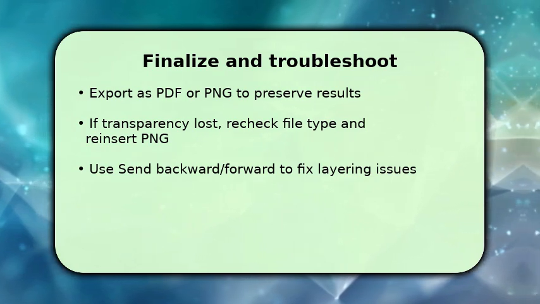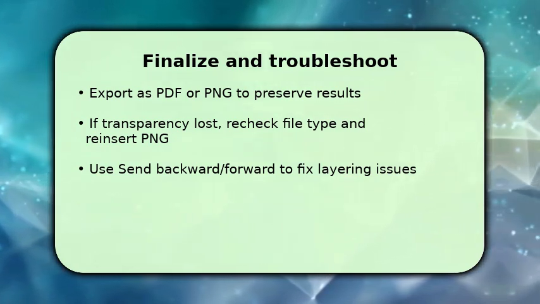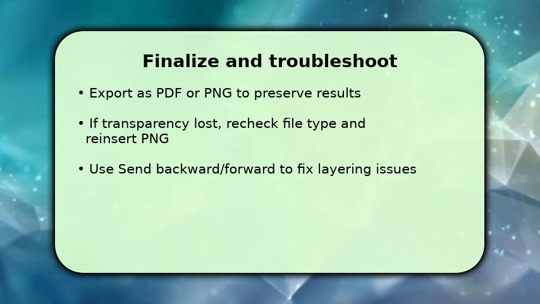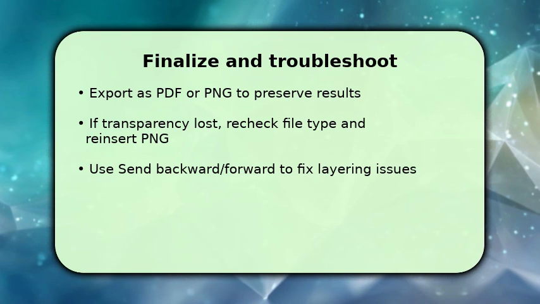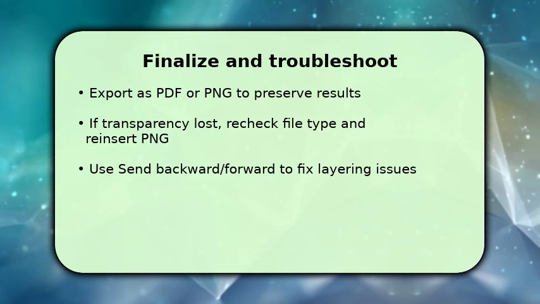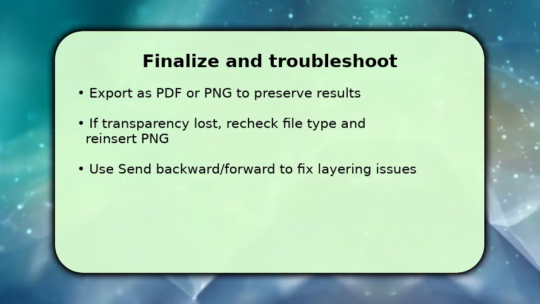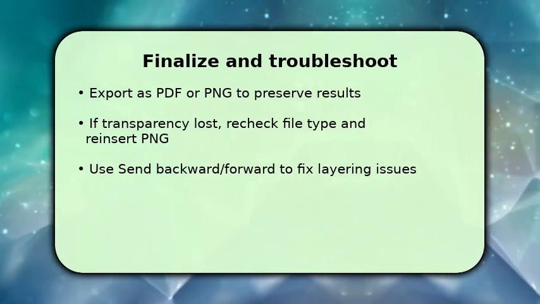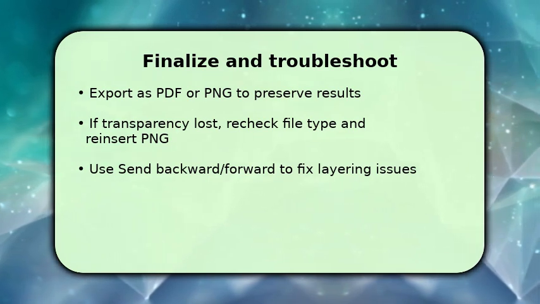If your image looks opaque, recheck that the source file is PNG with alpha and reinsert it, then reapply the transparency slider. Make sure layering is correct using Send Backward or Bring to Front. If colors shift, check Browser Zoom and re-upload the original image to avoid compression artifacts.